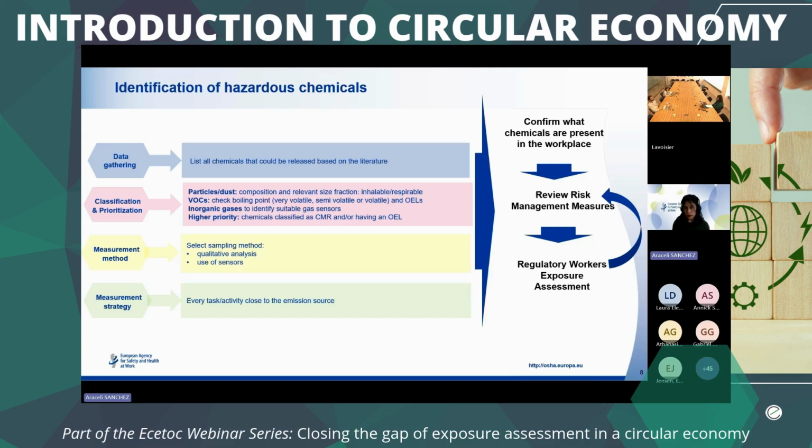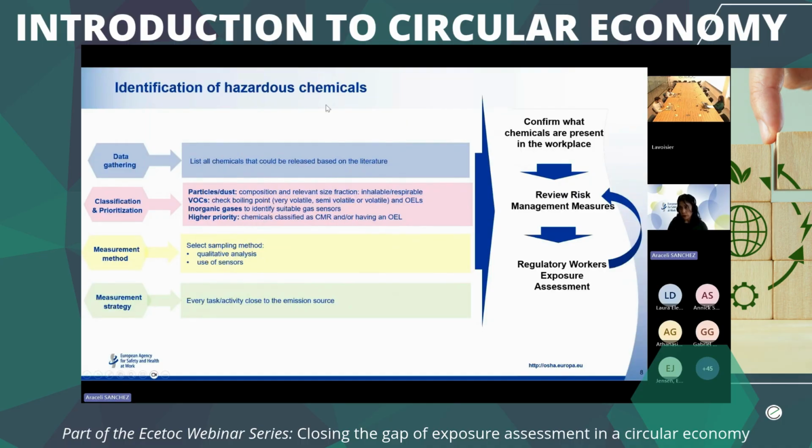So you can use a qualitative method. There are nowadays many sensors that can let you know whether you have, for example, formaldehyde or benzene in the air. And then the measurement strategy is also simple. It has to do with putting the instrument close to the emission source to make sure that you are actually capturing everything that is being emitted from that task. And obviously, you have to test this in all the different processes.